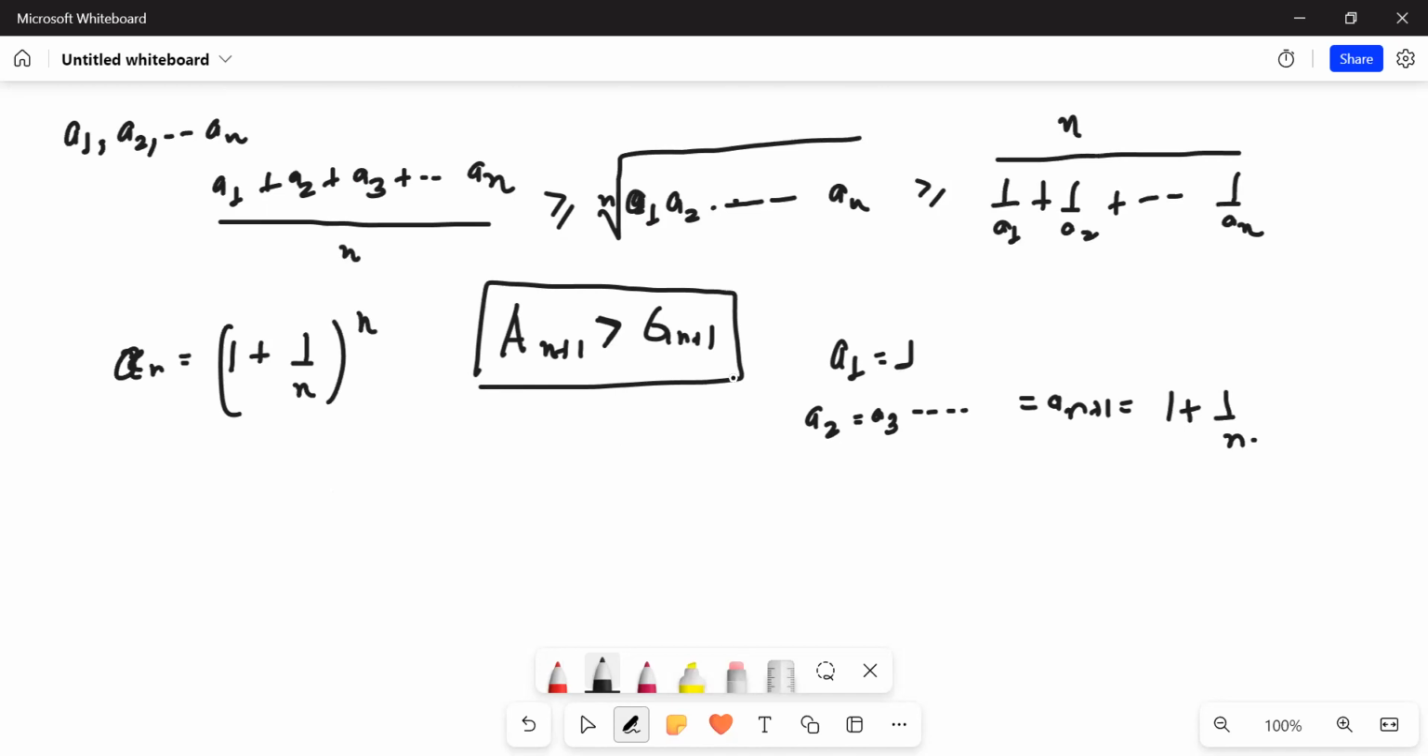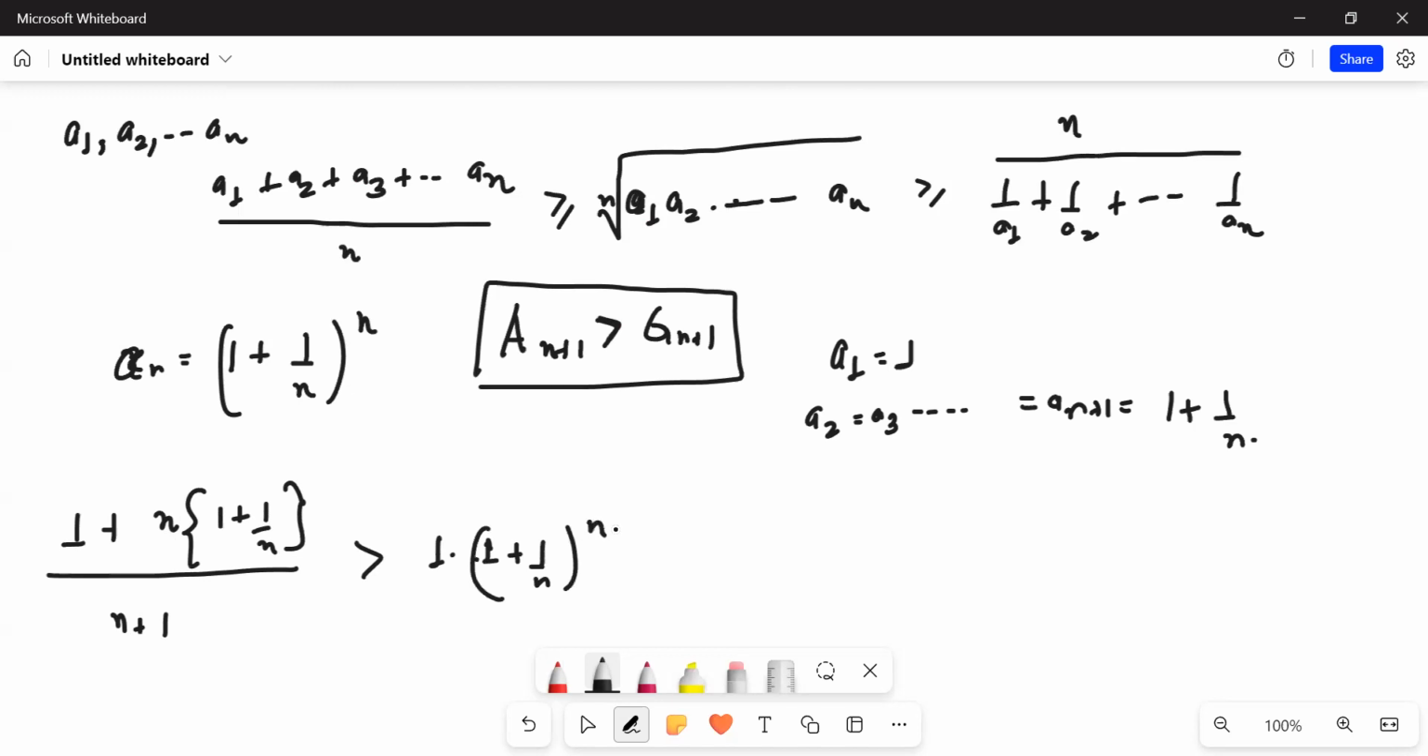Now just try to write the arithmetic mean of all these numbers. This will be 1 plus, how many numbers are these? These are n numbers, divided by the totality of n plus 1 numbers, and it would be greater than the geometric mean. The geometric mean is 1 into (1 plus 1 upon n) raised to power n, and this whole raised to power 1 upon n plus 1. Because here you had power n since there were n numbers, here you have n plus 1 numbers.